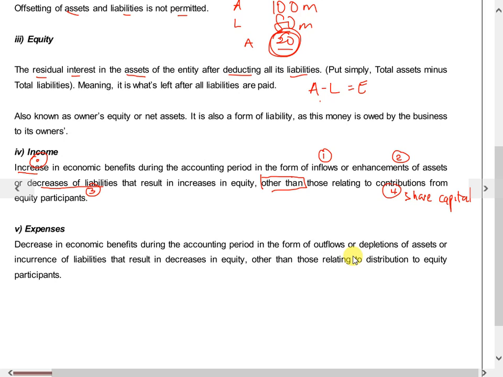Okay? So with 0, 1, 2, 3, 4, the expenses will be opposite. Decrease in economic benefit. Outflow, depletion of asset means decrease in asset. Incurrence of liability means increase in liability. Other than distribution, number four, distribution will be dividend. Dividend is not an expense. Right, then zero.